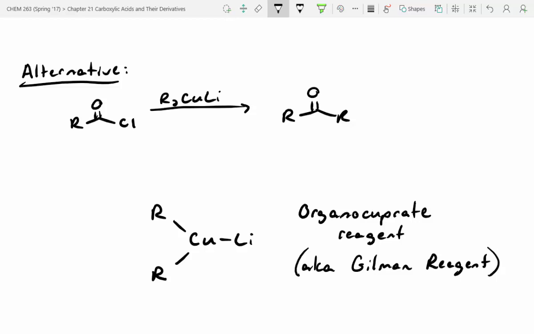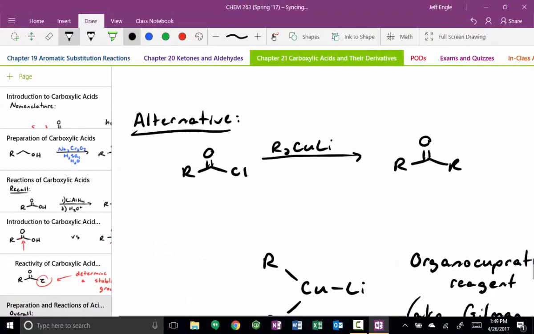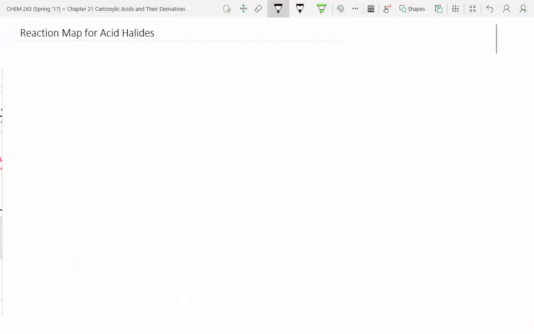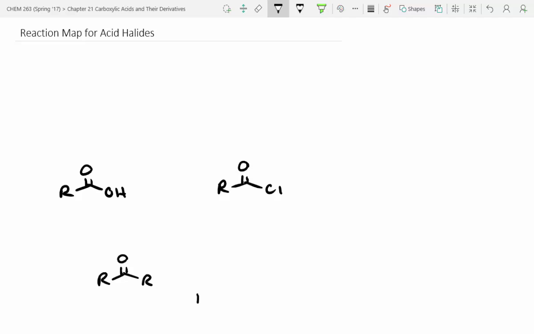All right, so this chapter's got a lot going on. Typically what I like to do at the end of every section is stop and make a mini reaction map. So that's what we're going to do now. We'll just do a mini reaction map only for acid halides. So in the center, I like to put my reagent of interest and then fill out a map around it. So I'll do carboxylic acid over here. I'll do a ketone down here.